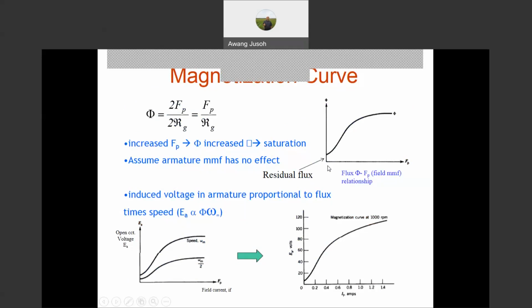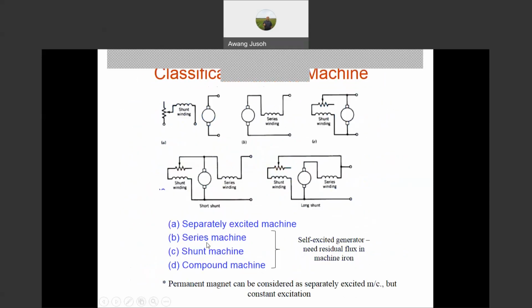It can work. But for the other machines, series, shunt, and compound, in order to make the machine work, it must have the residual flux inside it. You must have this kind of flux, because there is no source that can supply you flux initially. So when you start to rotate the machine, it must contain some flux inside. That's why they call it a residual flux. So that's why we call this machine a self-excited generator. Whenever you run the machine, the flux is already there.